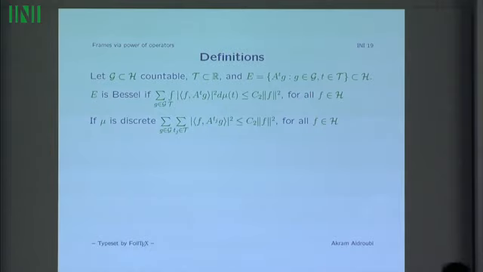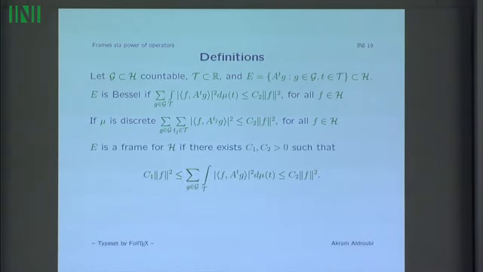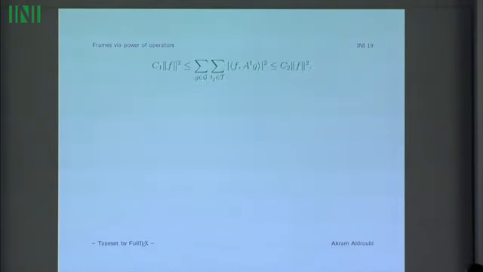Now if mu is discrete, this is just the usual Bessel inequality. We're going to say that this set is a frame if you can find two positive constants such that this pair of inequalities holds. And again, sometimes I'll refer to this as a semi-continuous frame. And if mu is discrete, you get the typical definition of a frame, the Duffin-Schaeffer original definition.